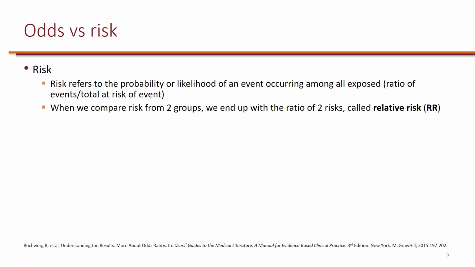In clinical studies, when we say risk, we're really talking about the probability or likelihood of an event occurring among all. Now imagine we have two groups, group A and group B, and there are 100 people in each group. So the n is 100 in each group. And imagine we're looking at the number of people who are dying. So death. And let's say 10 people died in group A and 20 people died in group B.